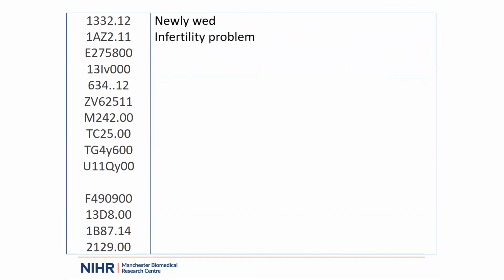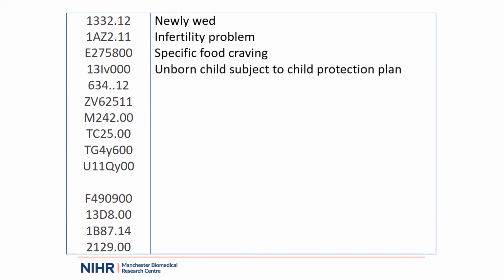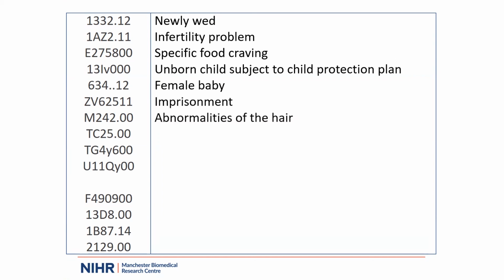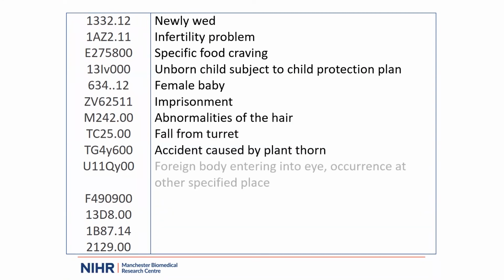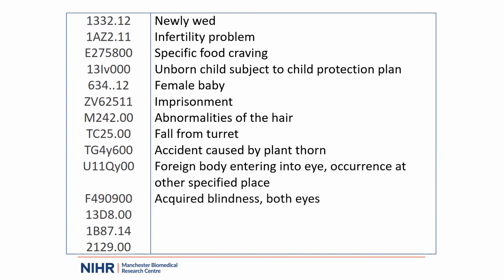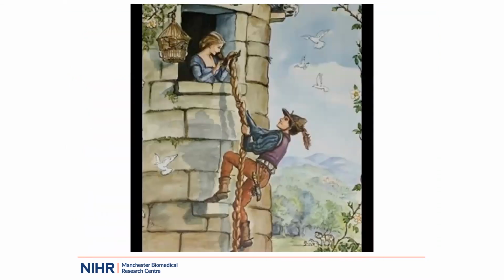Newlywed, infertility problem, specific food craving, unborn child subject to child protection plan, female baby, imprisonment, abnormalities of the hair, fall from turret, accident caused by plant thorn, foreign body entering into eye, occurrence at other specified place, acquired blindness both eyes, length of time homeless, tearing eyes, patient cured. That is Rapunzel.